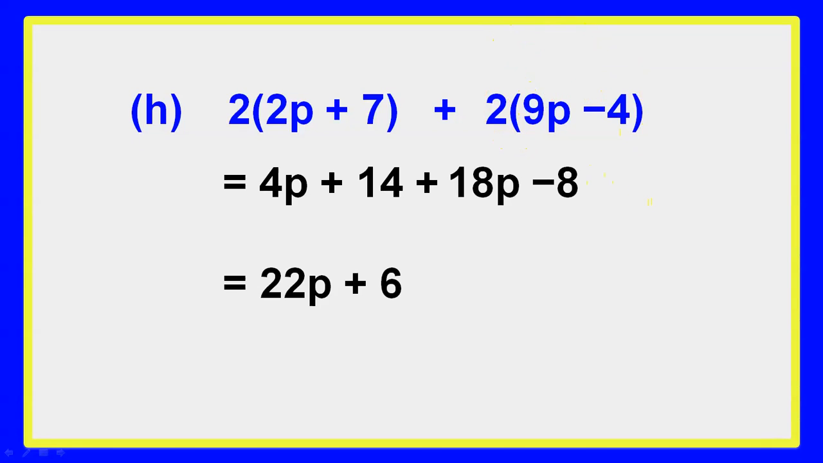So that's why the result is 9 times 2, it's 18p, while 4 multiplied with 2 is minus 8. Get my point? Okay, that's great. 18p plus 4p should be 22p. And what about the numbers? Plus 14 minus 8 should be plus 6.